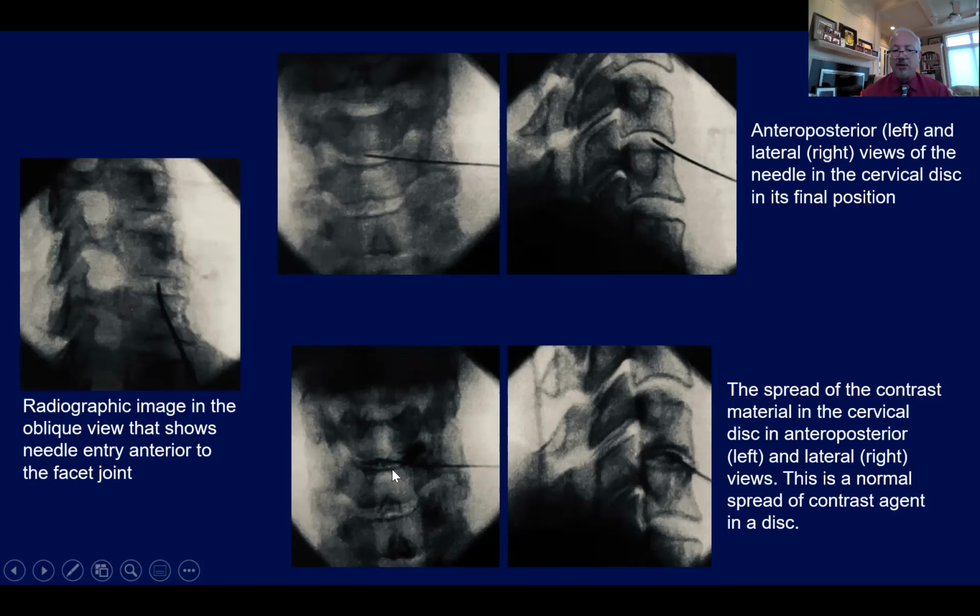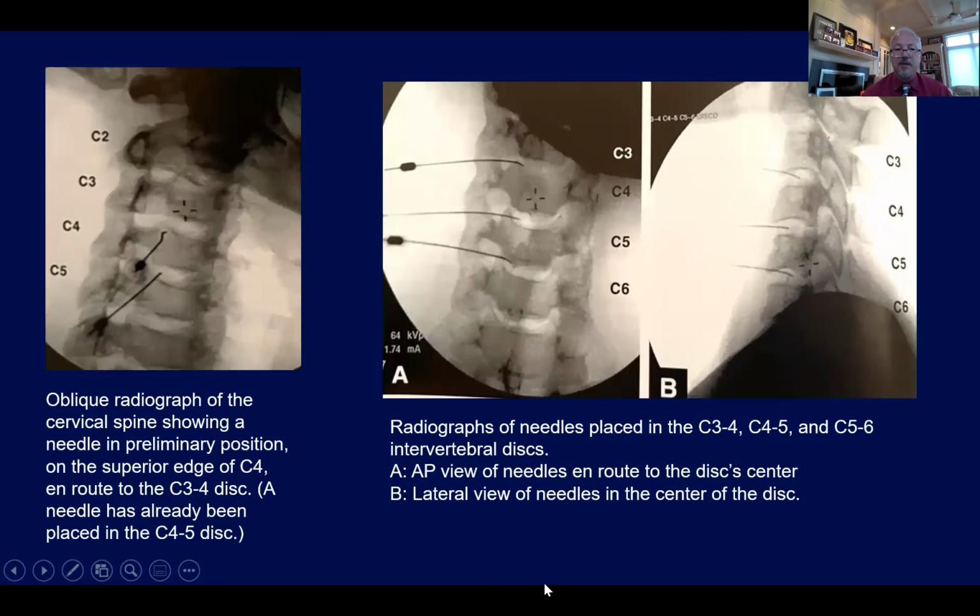And here the contrast has been injected. It forms a horseshoe shape anteriorly, posteriorly, and a little bit of a donut if we're looking on the lateral view here now under fluoroscopy.